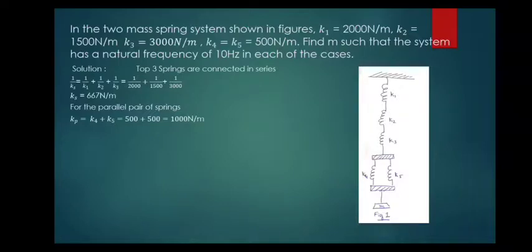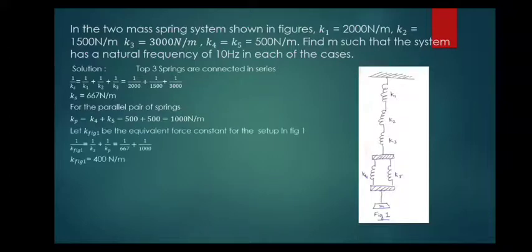Now let K figure 1 be the equivalent force constant for the entire setup. Here the first three springs are connected in series with the second two springs, that is Kp. So we use 1 divided by K figure 1 equals 1 divided by Ks plus 1 by Kp, which is 1 by 667 plus 1 divided by 1000. On simplifying, you will get the resultant spring constant of this entire setup as 400 Newton per meter.